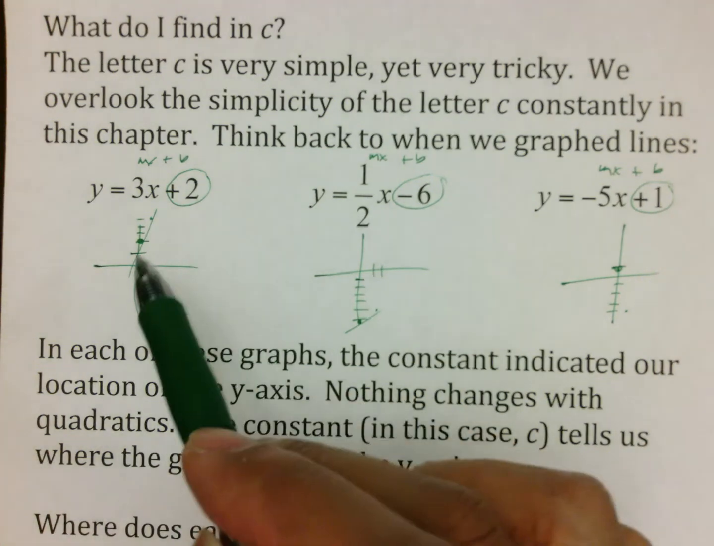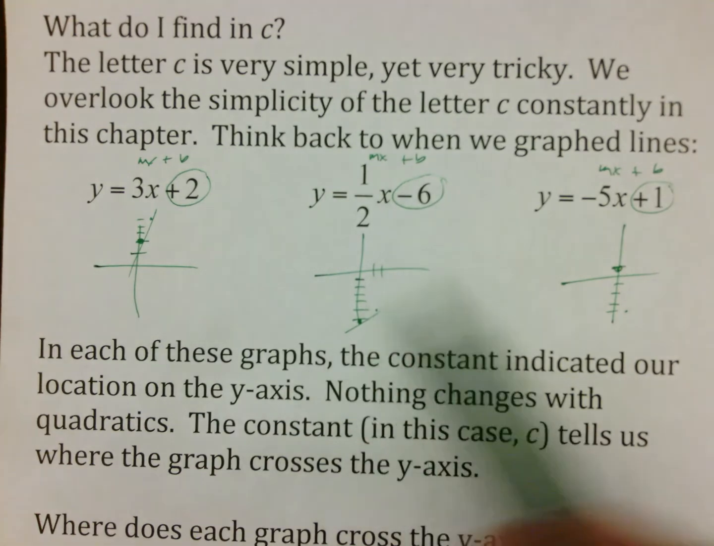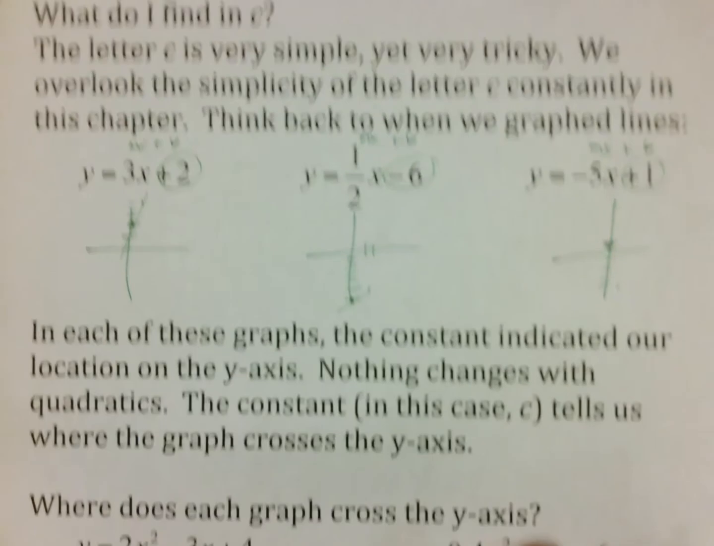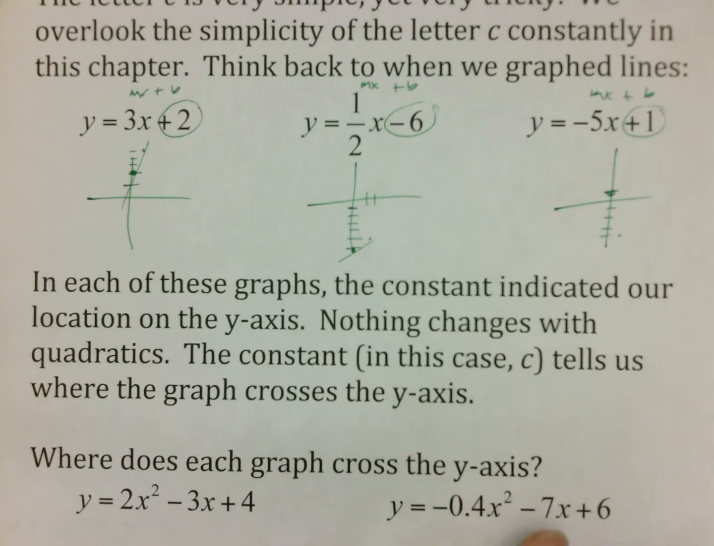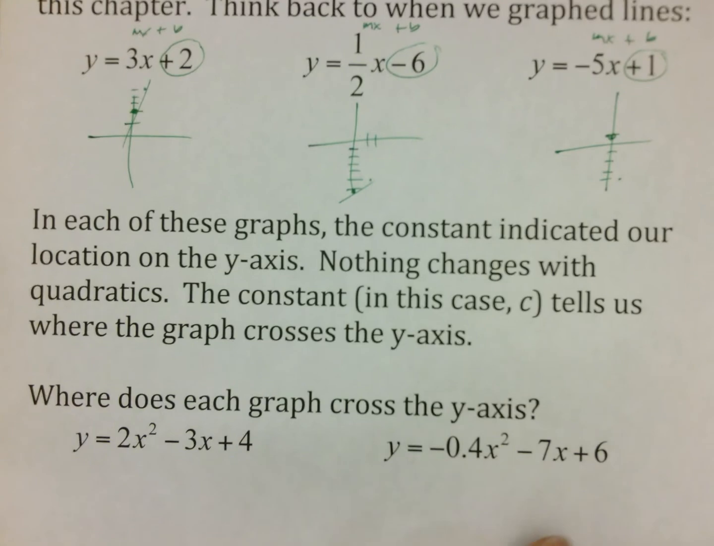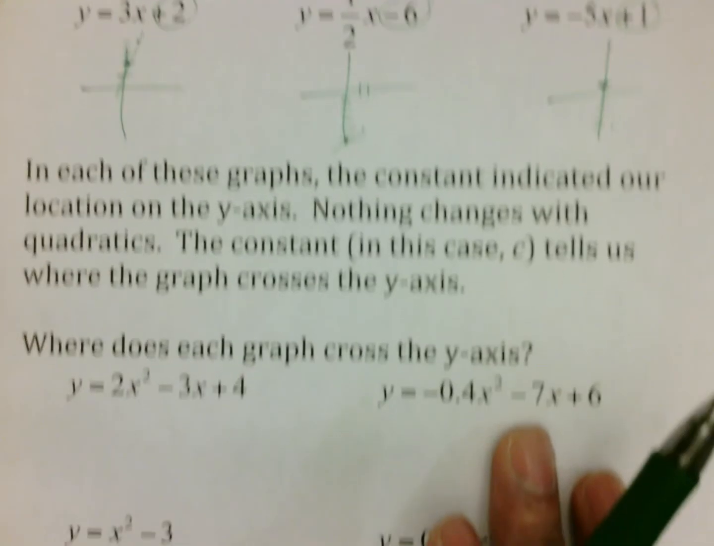Again, this told me I crossed at 2. This told me I crossed at -6. This told me I crossed at 1. Nothing changes with quadratics. It's not b anymore because, again, we've got 3 letters in the general form, but the constant tells us, again, where the graph crosses the y-axis.